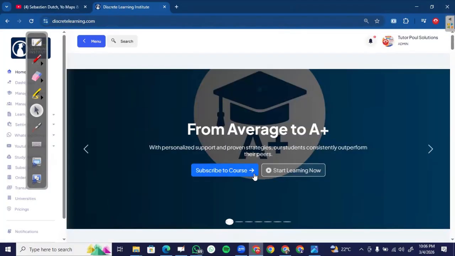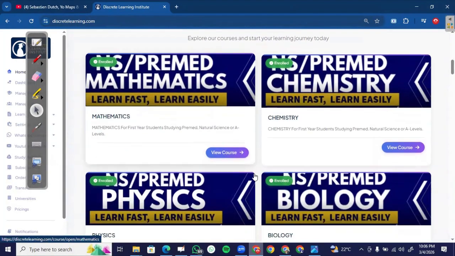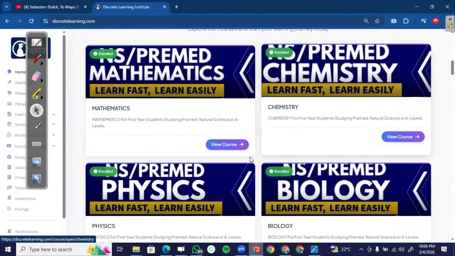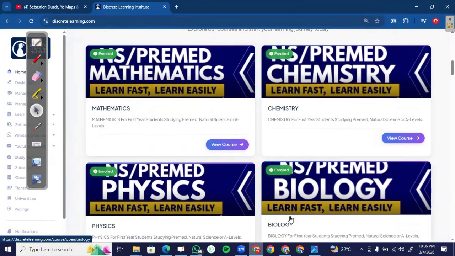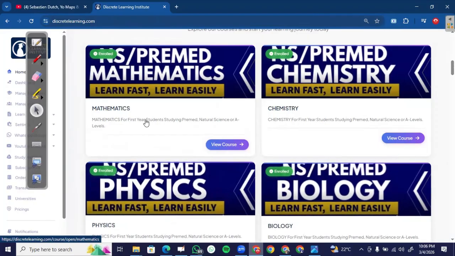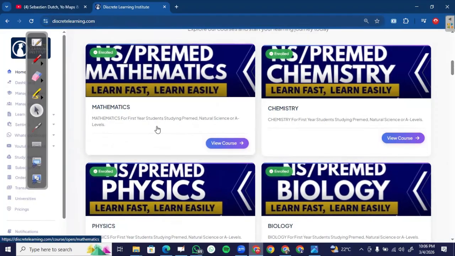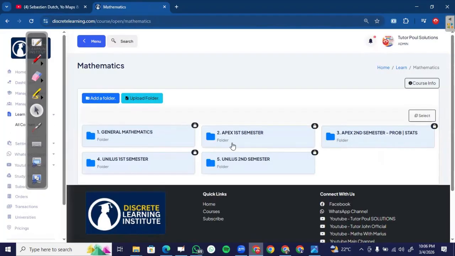After you log in, these are the things that you're going to see. So you can see mathematics, chemistry, physics, biology, everything that you need to help you. So for example, I'll just use the math folder or the math course. If you open it, you go to your particular university. So if you're from Unilas semester, first semester, you go here. Unilas second semester, you go there. But if you're from any other university, you go in general mathematics. If you're from Apex, you use those. So I'll just use the semester ones here.